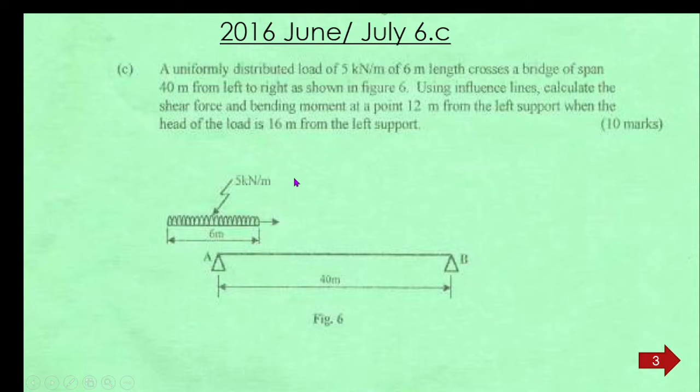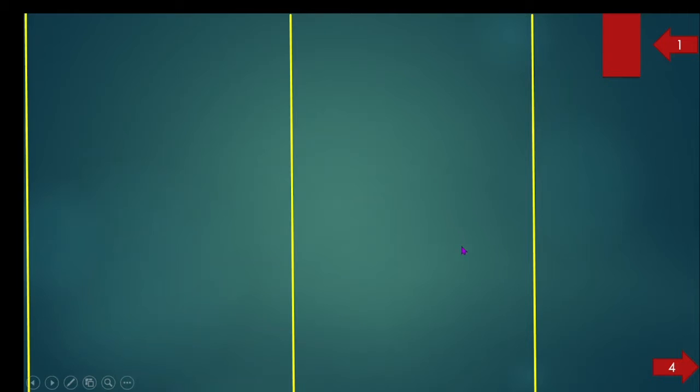First and foremost, we're going to discuss how to draw the influence line for a section. We are going to draw the influence diagram for bending moment at a section, and also we will find how to calculate the shear force at a given section, and also bending moment at a given section. For this case, we have been given the UDL. So basically, the question contains 10 marks. So let's continue.